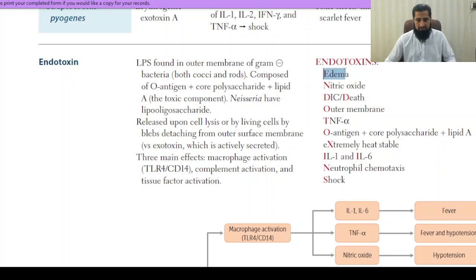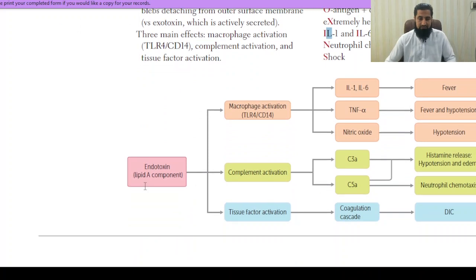Endotoxins. As the name endotoxin represent the effect of endotoxin. E for edema, N for nitric oxide, D for DIC and death, disseminated intravascular coagulation. O for outer membranes, T for tumor necrosis factor alpha, O for O antigens, core polysaccharides and lipid A. X for extremely heat stable, I for interleukin 1 and 6, N for neutrophil chemotaxis and S for shock.